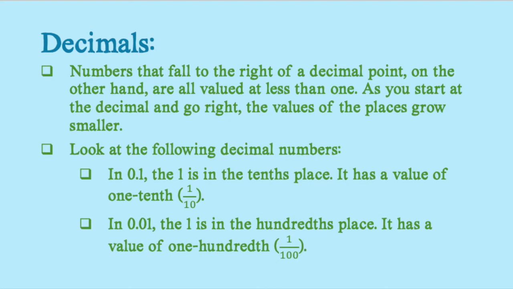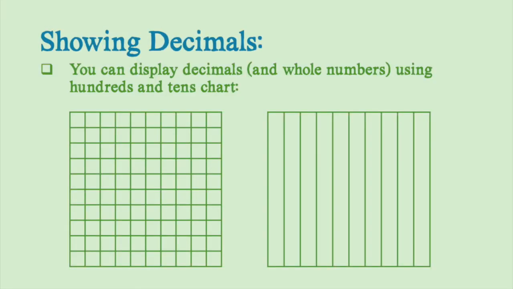So as I've said multiple times, but I want to reiterate that when you go to the right of the decimal point, you are going towards the decimals and numbers are getting smaller and smaller and they are less than 1. The more you go to the right, the smaller that they get. 0.1 is in the tenths place, 0.01 is in the hundredths place, and so on and so forth. So there are many ways you can show decimals, but we are just going to focus on a few ways. And the first is using the hundreds and the tens chart. Now the hundreds chart you can use to show hundredths, and the tens chart you can use to show tenths.